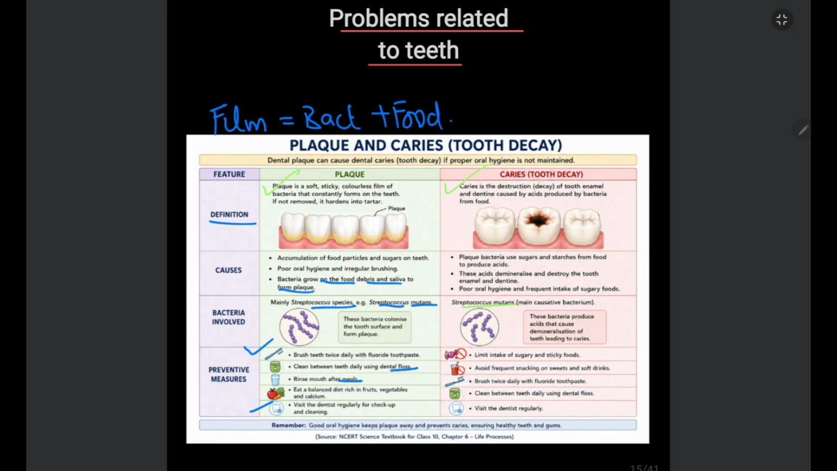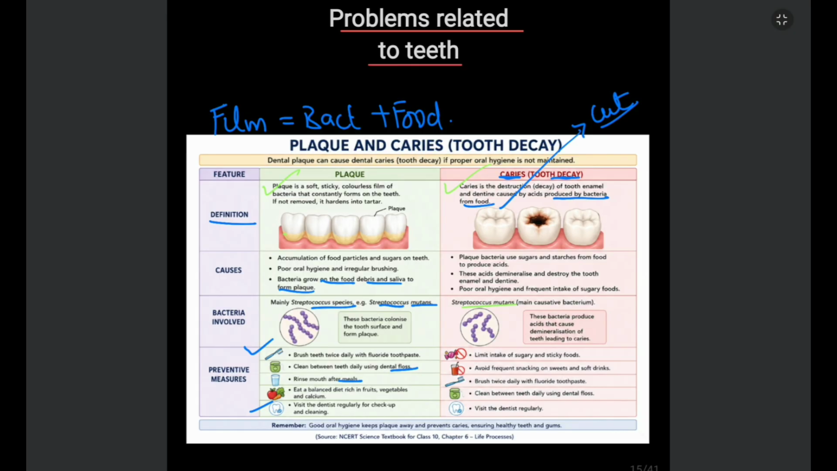Same way, if I talk about caries, it simply means tooth decay or cavities. Caries is the destruction or decay of tooth enamel and dentine caused by acids produced by bacteria from the food. So the irony here is that enamel is the hardest substance of the body and we used diamond points to cut it. That is, dentists use diamond dust or diamond cutters to cut through the enamel. It is so hard. And you also know that diamond is the hardest substance.